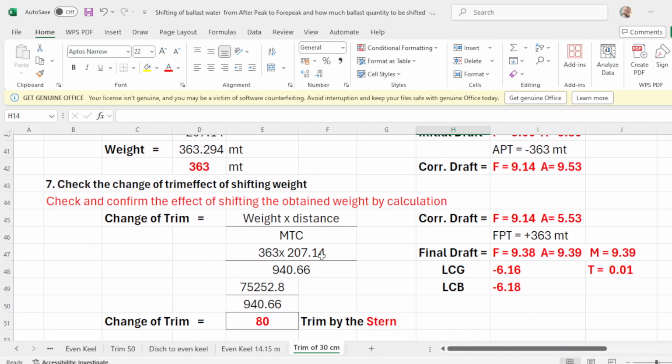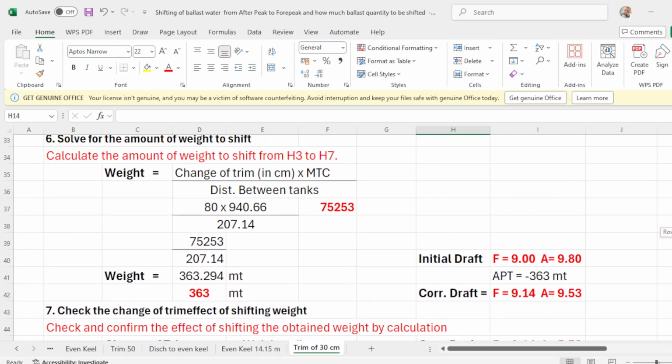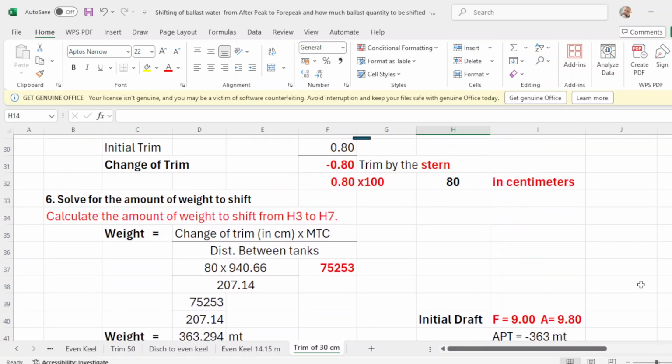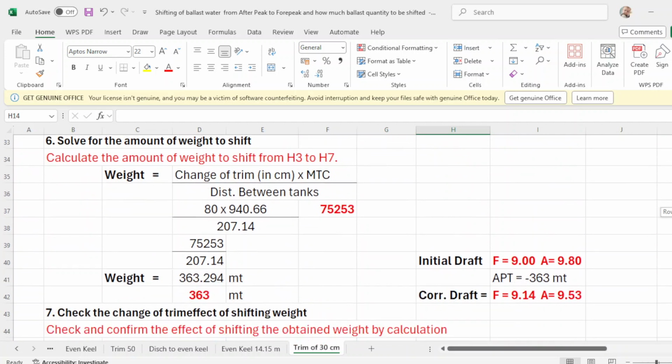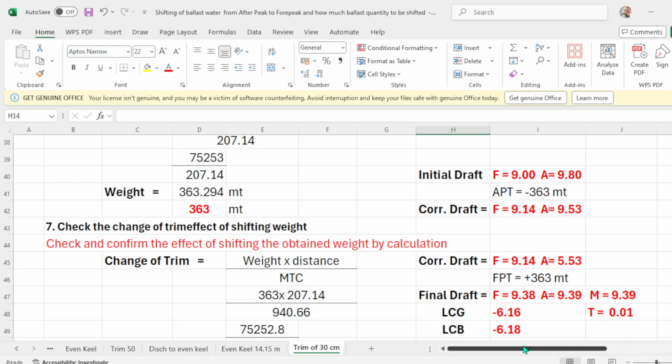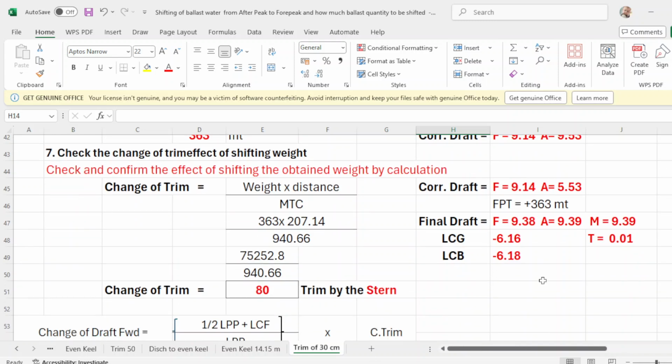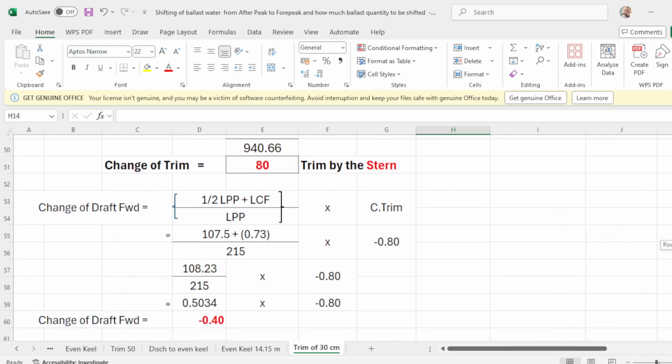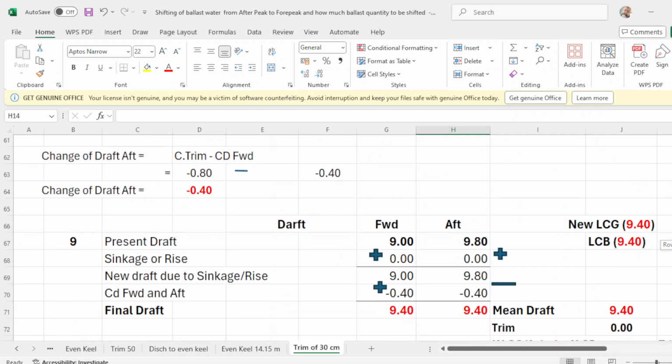Multiply this, and this will be your answer of 75252.8 over your MTC of 940.66, and your change of trim will be 80 centimeters, which is the same as this one. Okay? So it is confirmed, it's correct. So your weight is correct at 363, and it is confirmed by the change of trim. Now, we go now to the drop.